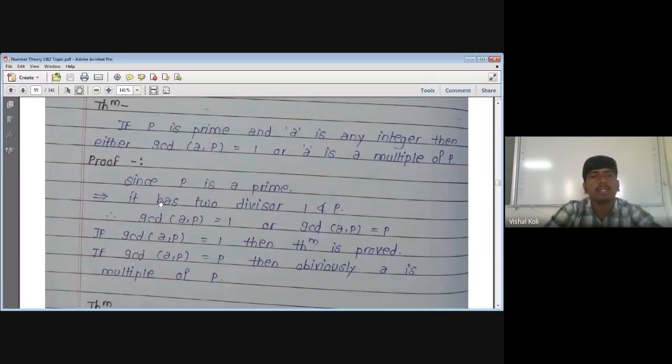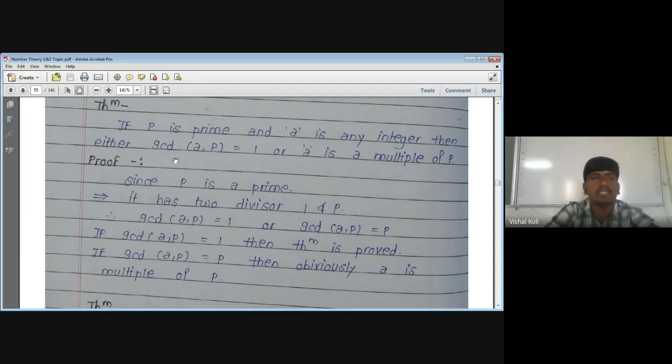Therefore, from this we say that if P is a prime number, then it has only two positive divisors, 1 and P. Therefore, GCD of A and P equal to 1 or GCD of A and P equal to P. These are the only two possibilities for GCD of P with any integer. Now, suppose that GCD of A and P is equal to 1, then the theorem is proved.